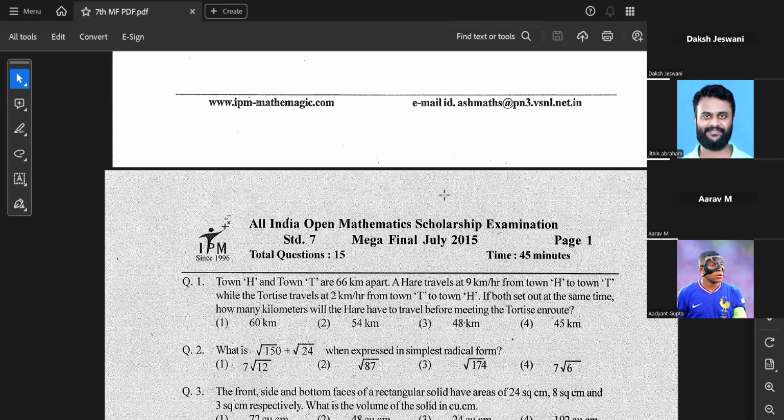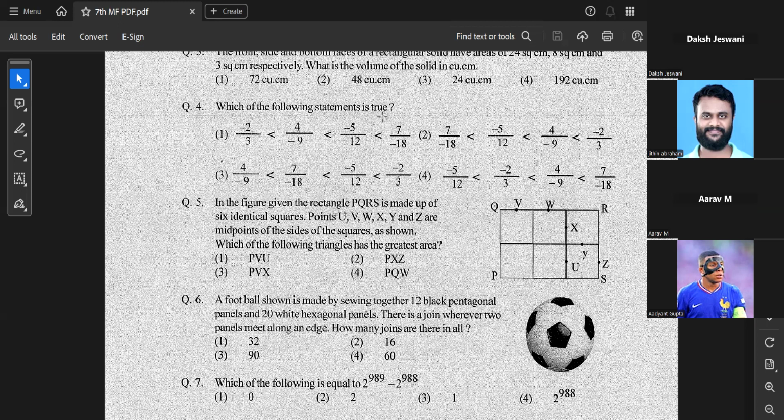Yes, sir. Question number 5. Let me just see. Question number 5. In the figure given, the rectangle PQRS is made up of 6 identical squares. 1, 2, 3, 4, 5, 6.